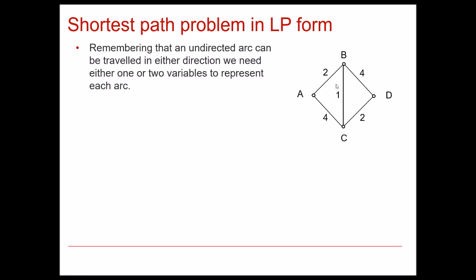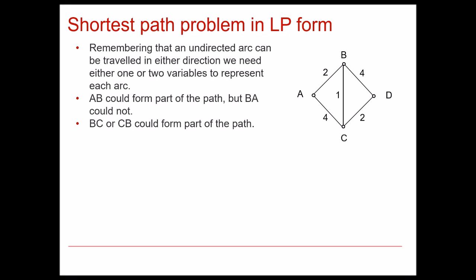However, BC, it's possible that this could be traversed in either direction. So we've got to think of this as two directed arcs, one going from B to C and the other going from C to B.